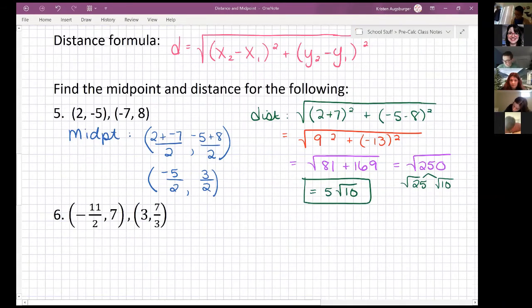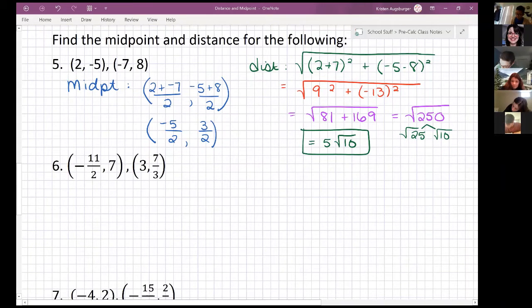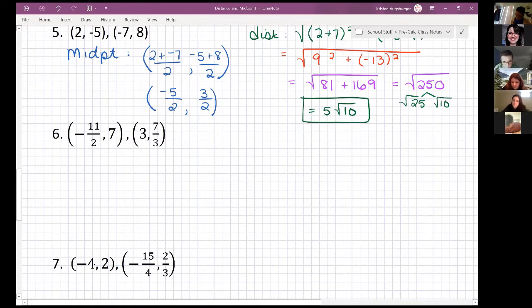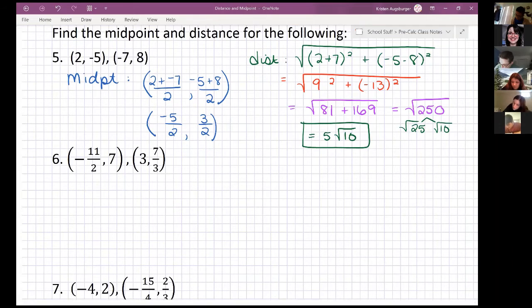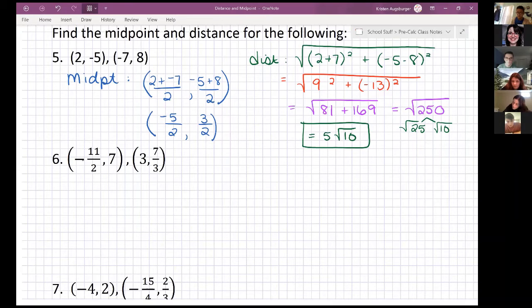All right, I want you guys to just do the midpoint for problem number 6. Just the midpoint. Actually, stop that. I am going to be nice because I just realized I asked you to do distance and midpoint for these guys. So just take the numerators. That makes the problem a lot easier.